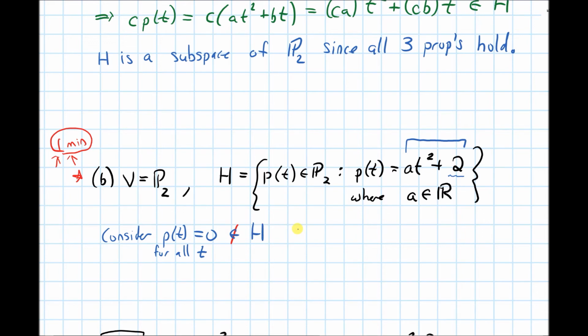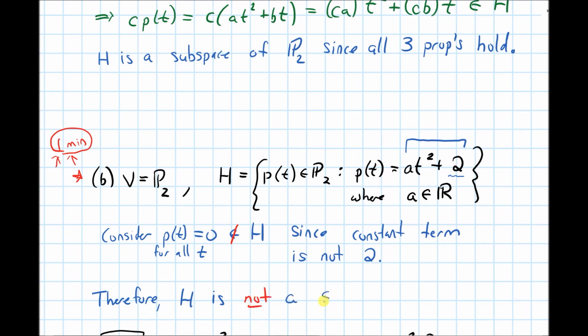It's not in H, since the constant term in the zero polynomial is 0. It's not 2, like we need it to be. So already the first property of a subspace, that 0 is in my set, is not satisfied. And as a result, I'm done right there. Therefore, H is not a subspace of P2.